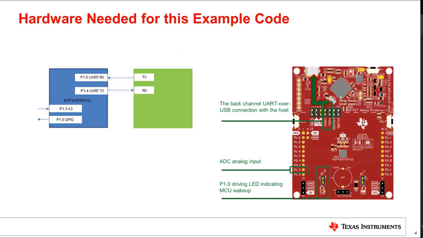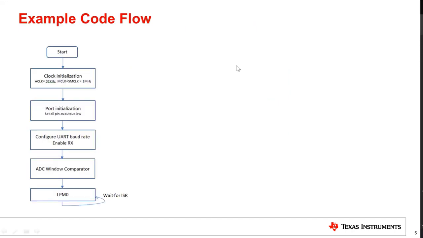For this particular example on the MSP430 FR2433 Launchpad, the P1.0 pin is used to control the LED that indicates whether the microcontroller is awakened by the ADC or not. The shown jumper must be connected. The P1.3 pin must be used as the input of the analog voltage signal. Connect your sine wave here. The back channel UART over USB is used to communicate with the host GUI. Make sure these jumpers are connected.